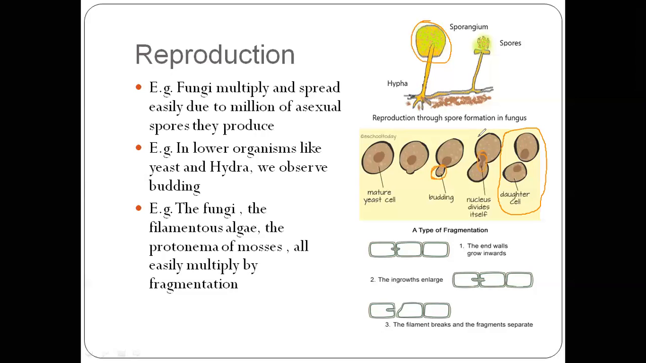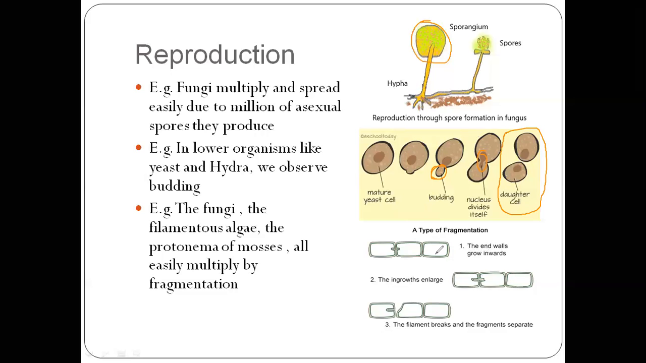The next example is the fungi and the filamentous algae. In this case of organism, you have something called the protonema of mosses. Protonema is a particular stage in case of mosses. We have the adult leafy stage and the protonema stage. And this will easily get fragmented. So suppose fragmentation is happening. They have shown the steps here.